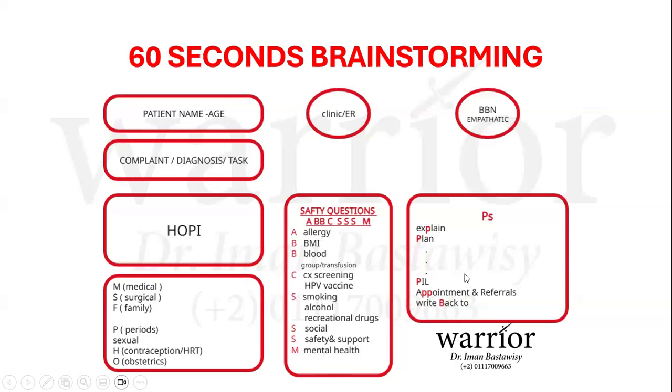All right. The part of the P's is for explanation and plan of management. And remember, if at all this case needs a multidisciplinary team, please write it clearly in the plan, MDT, and put a circle around it so you will not miss this very important part. Patient information leaflet, again, a very important safety point and a point for communication with the patient. Appointments to be arranged and referral, and writing back to any of my colleagues if at all it is necessary.